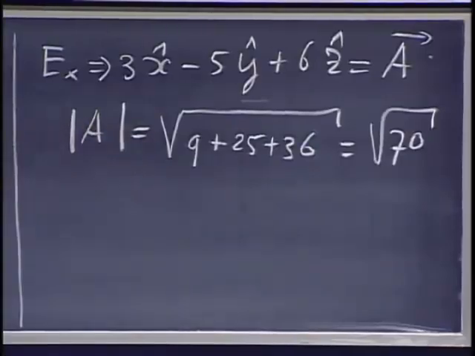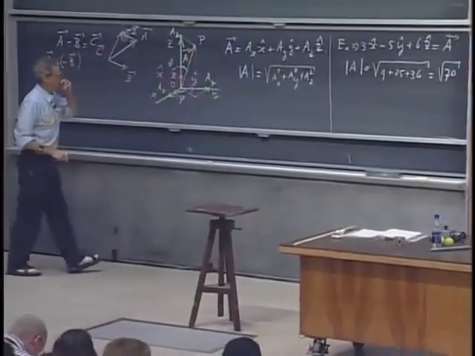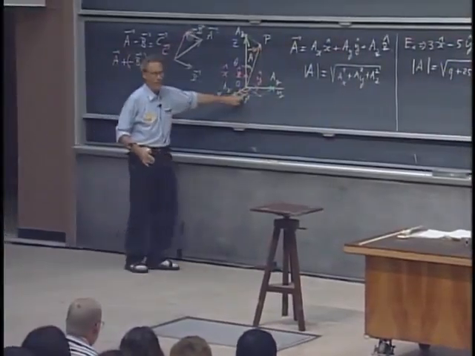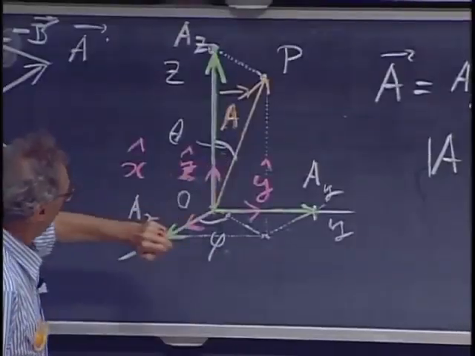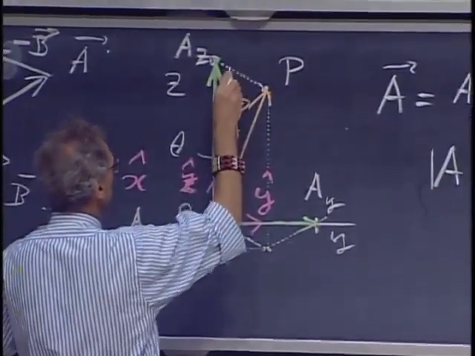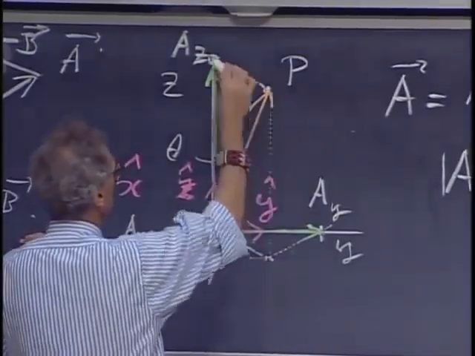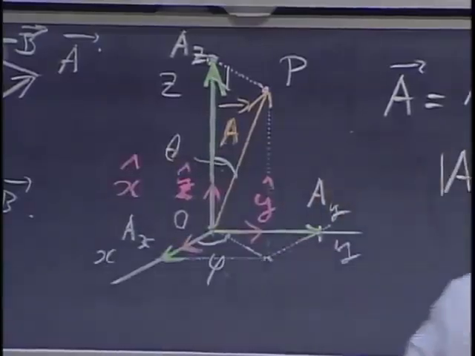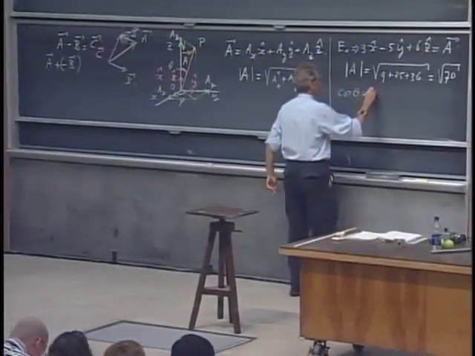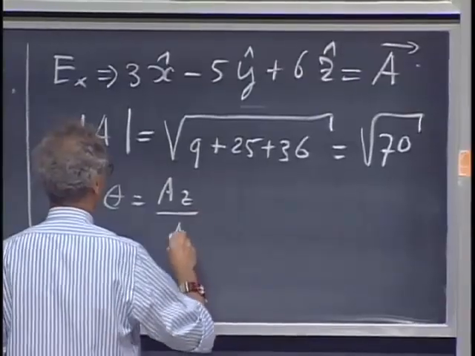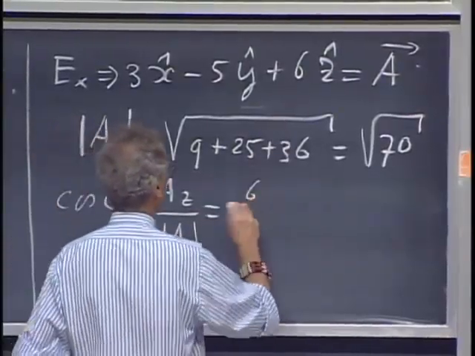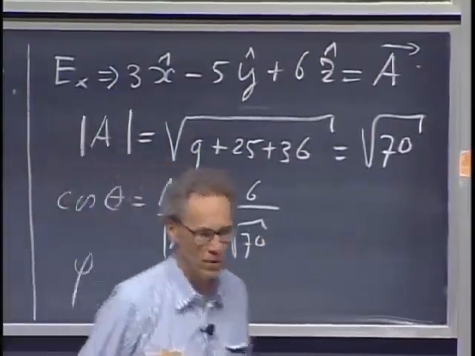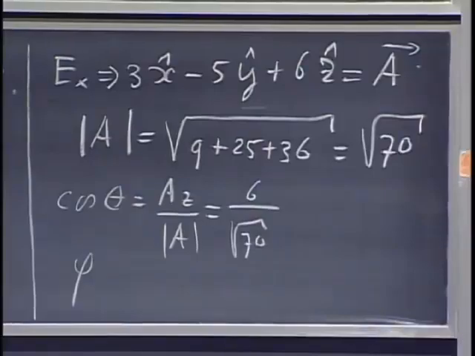And suppose I asked you, what is theta? It's uniquely determined, of course. This vector is uniquely determined in 3-dimensional space, so you should be able to find phi and theta. Well, the cosine of theta, see this angle here, is 90 degrees, projection. So the cosine of theta is A of z divided by A itself, which in our case would be 6 divided by the square root of 70. And you can do phi, which is just simply a matter of manipulating some numbers.